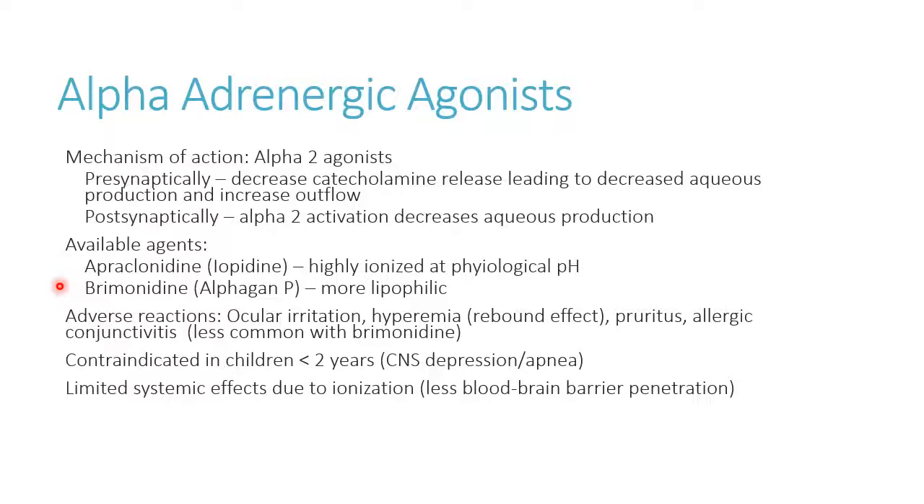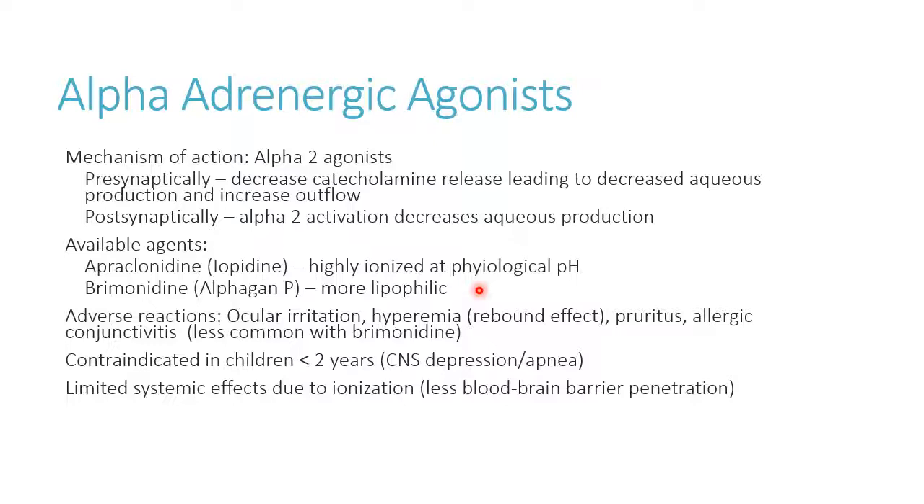The nice thing about them is that these are highly ionized at physiologic pH. So what do you think that means as far as absorption into the CNS? If they're ionized, they should do what? They're not going to be able to cross, right? Remember how we talked about second generation antihistamines? They have a permanent charge on them. They're highly ionized. They can't cross the blood-brain barrier. Same thing happens here, especially with apraclonidine, which is highly ionized at physiologic pH.